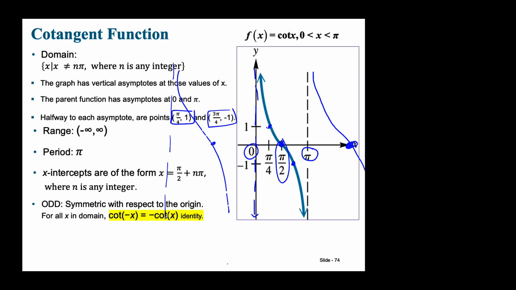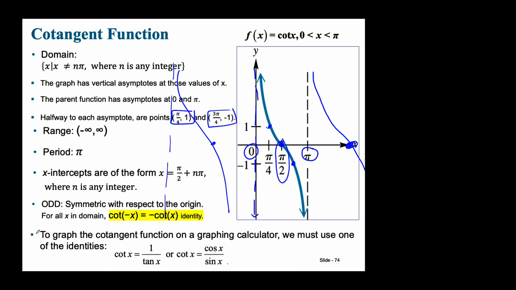Cotangent is an odd function. That means that it is symmetric with respect to the origin graphically. And as far as an identity, it means that for all x in the domain, if you input a negative x, you'll get the same output as if you used the negative of the function cotangent and inputted the positive corresponding x.